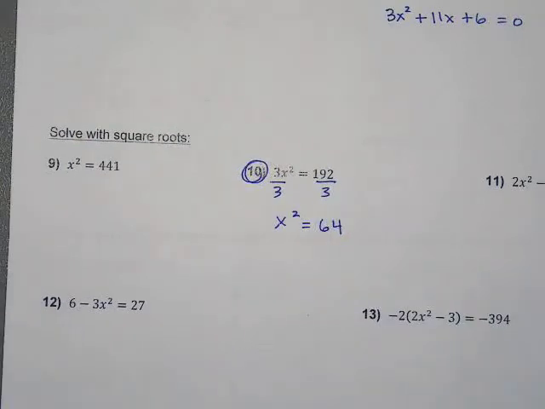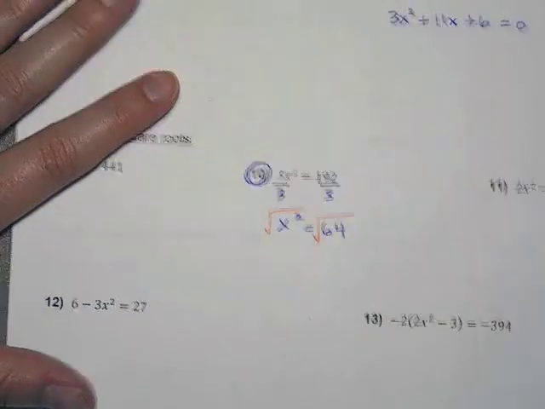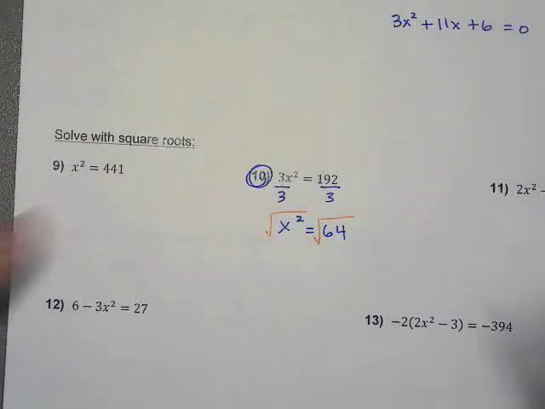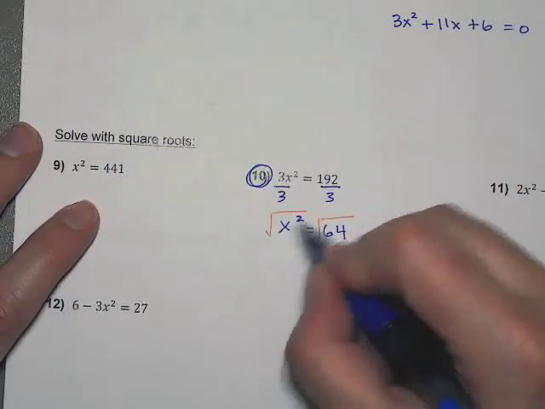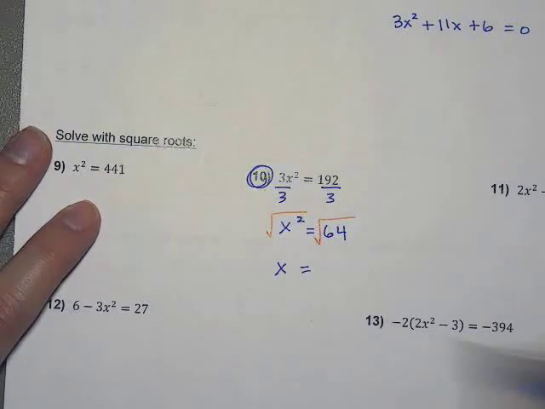Okay? So I still haven't solved for x. I just have x squared. So what undoes x squared is square root both sides. All right, so you may need to type this into a calculator, this right-hand side. But the square root of x squared is x. Those cancel each other out. And then the square root of 64 is 8.